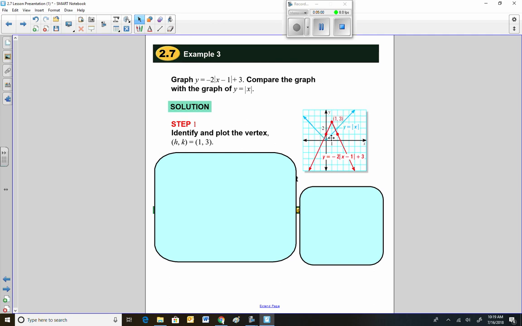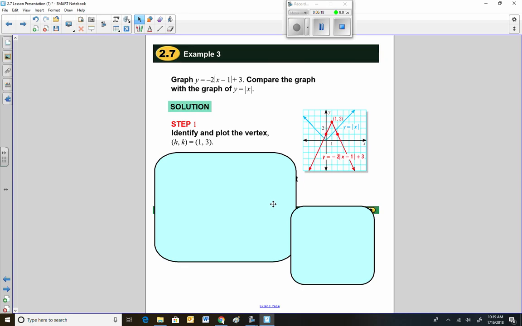Here's your parent graph in blue. Then -2 causes it to stretch. So all the y values on the blue, not only do they move over to the right and up, they also get multiplied by a -2, which results in this graph. All right.